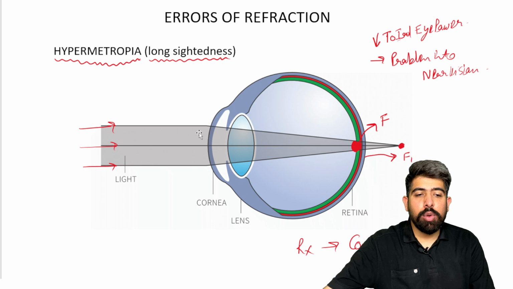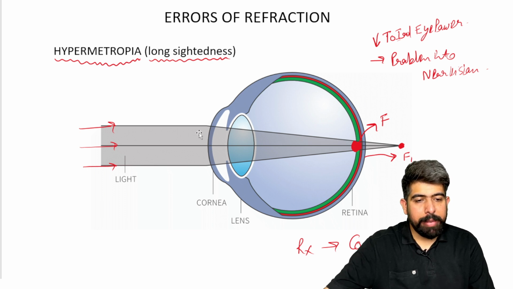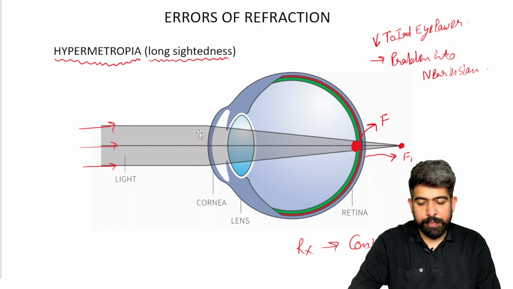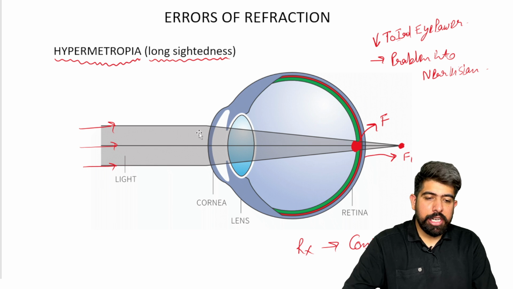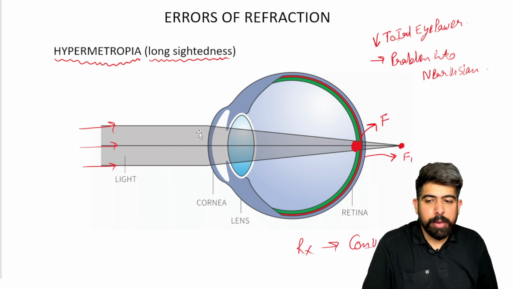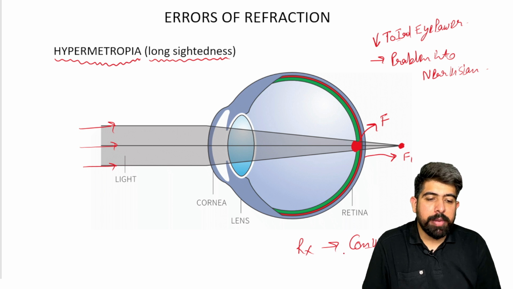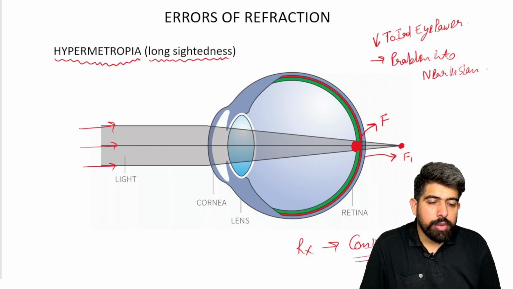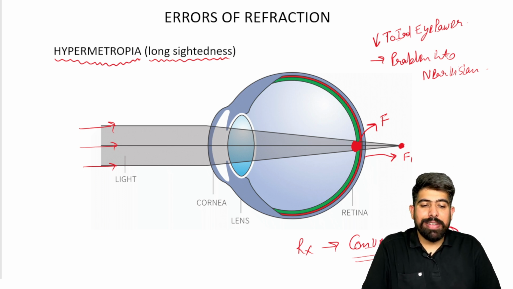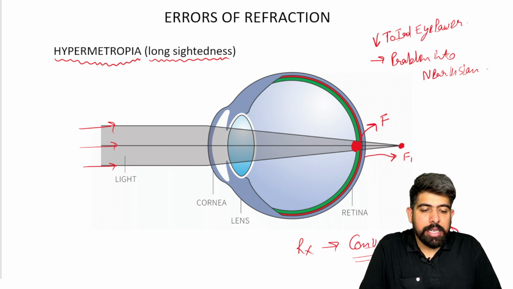So we have to make it normal, which means we have to add on to it. To add on, that's why we use plus lenses in this condition. This is the hypermetropia treatment. What is the hypermetropia treatment? Use the convex lens or the plus lens. In hypermetropia we use convex, plus lenses in spherical form.